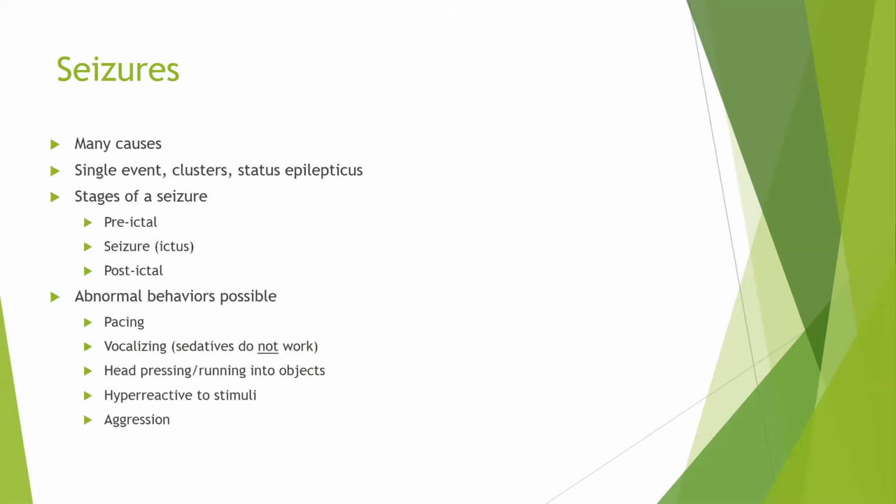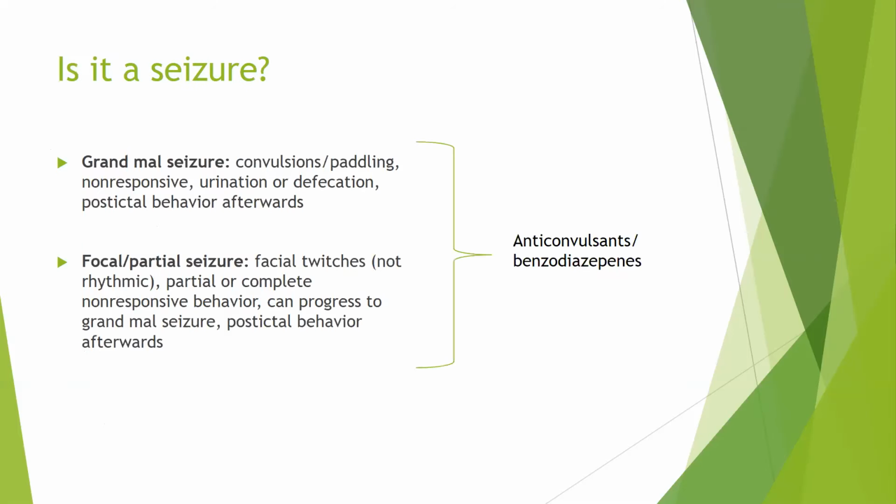Seizures have many different causes, and include single events, clusters, or status epilepticus. Stages of a seizure include the pre-ictal phase before the seizure itself, known as the ictus, as well as the post-ictal phase after a seizure. Abnormal behaviors are possible, such as pacing and vocalization. Sedatives do not work for these patients. Head pressing, running into objects, overreactivity to stimuli, and aggression are also known.